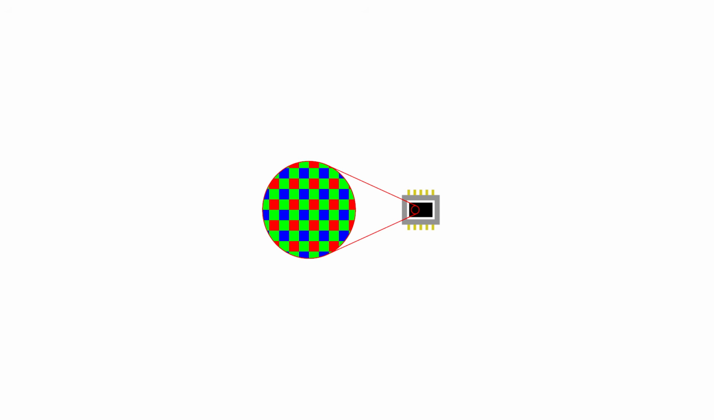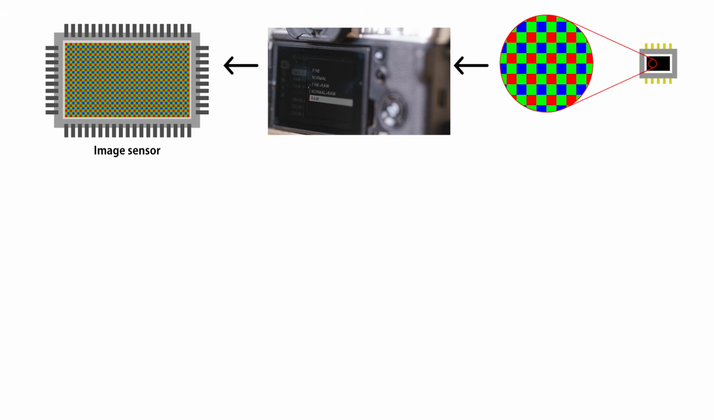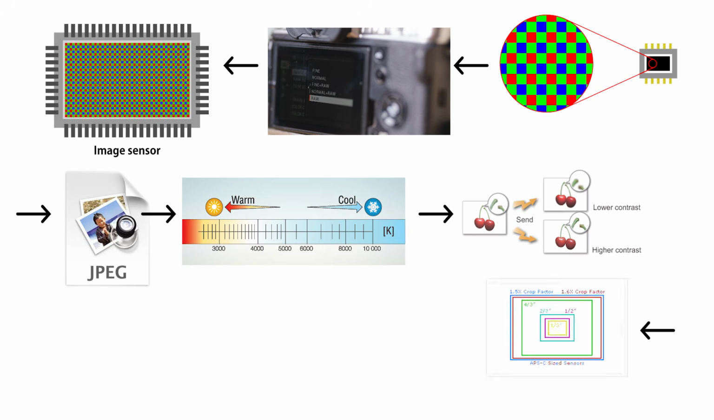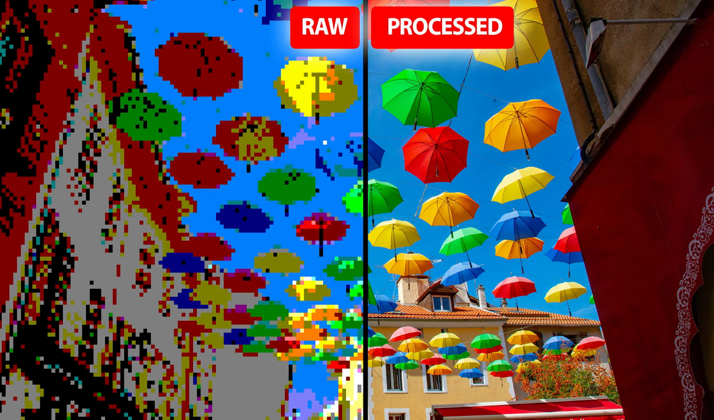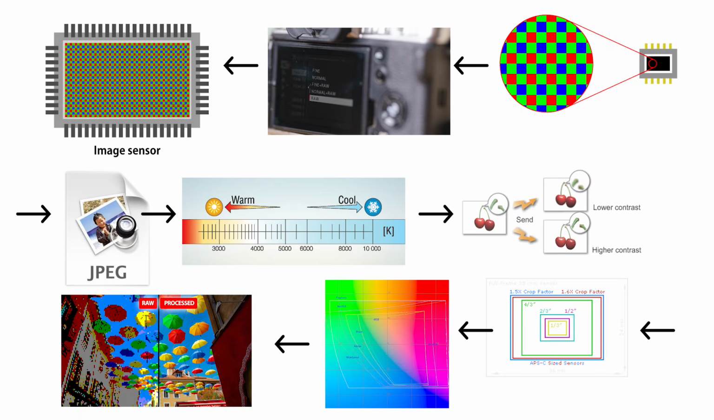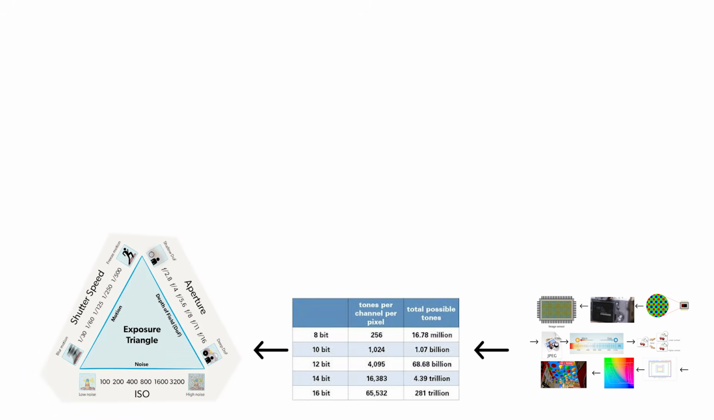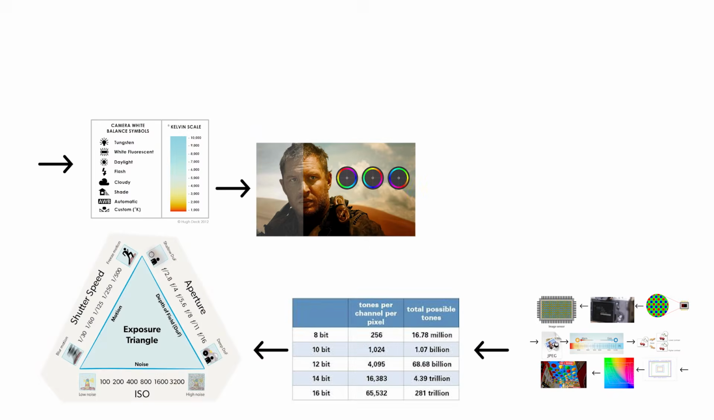RAW formats preserve the pure sensor data from digital cameras before any internal processing happens. When you shoot JPEG, the camera makes decisions about color balance, sharpness, and contrast, then throws away the original sensor information. RAW keeps everything. RAW files offer RGB color space with 12, 14, or 16 bits per channel, depending on your camera model, giving photographers enormous latitude for adjusting exposure, white balance, and color grading after the fact.